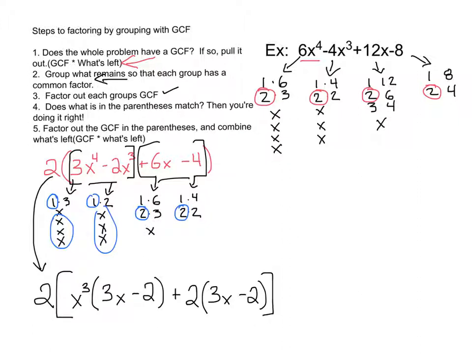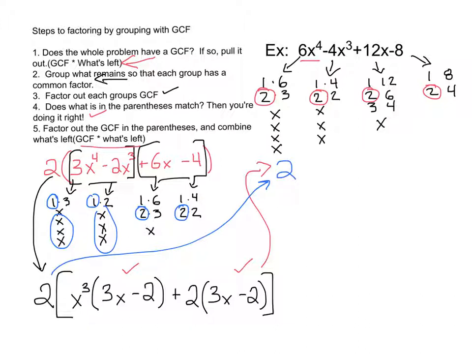And now we ask ourselves the simple question of, does what is in the parentheses match? And we can see that yes, both sets of parentheses contain 3x minus 2. So let's factor that out and combine it with what's left. Once again, that pattern of GCF times what's left. So I'm going to move right up here. I'm going to carry my original 2.